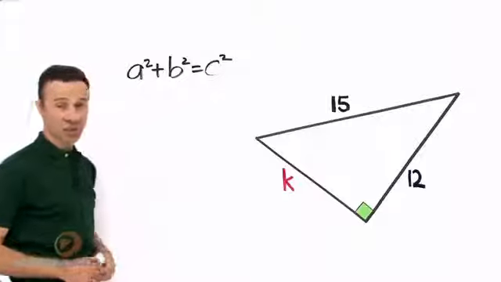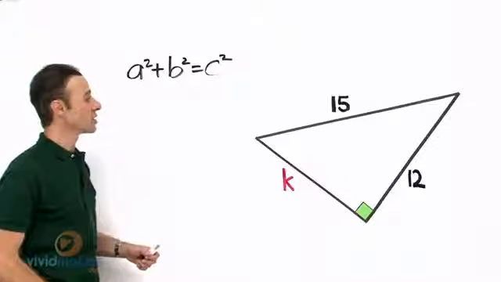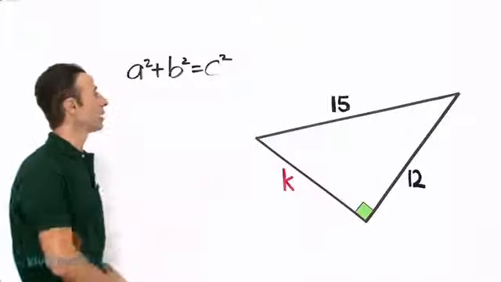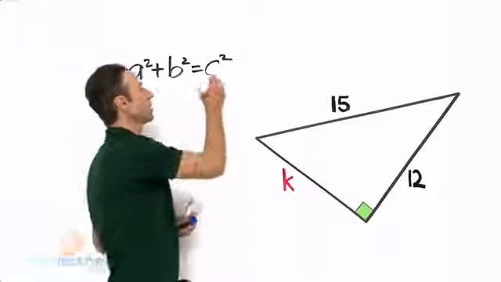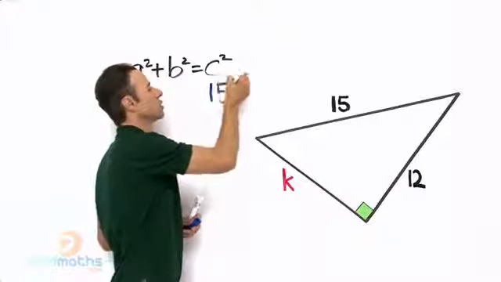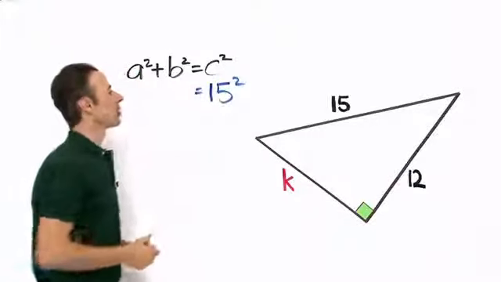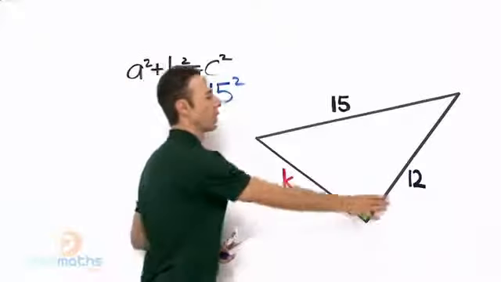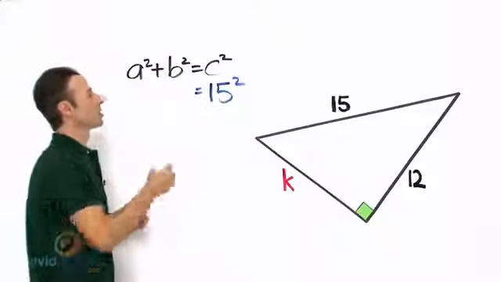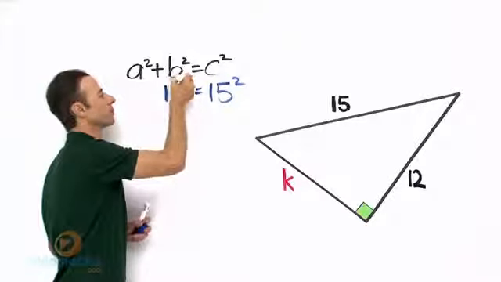So let's substitute now. That's the next step. So let's take that 15 and put it in right over here. So that's going to become 15 squared right there. And then we're going to take the b squared from right over there. Let's bring it across here. So that's going to be 12 squared.